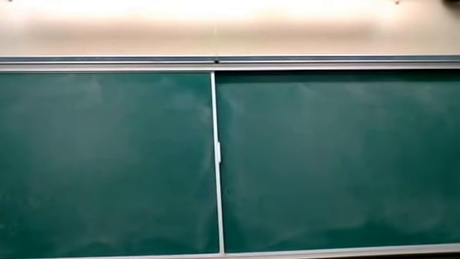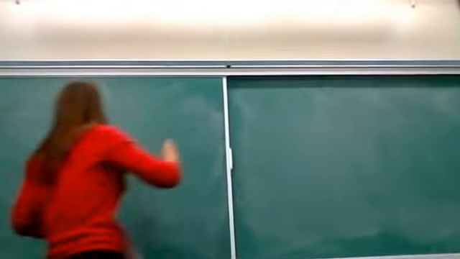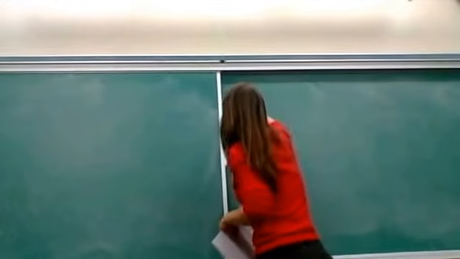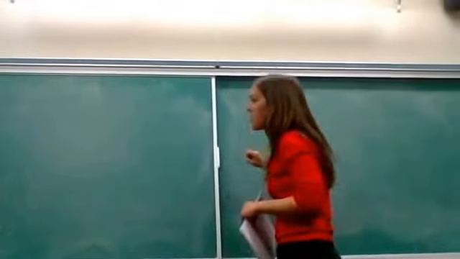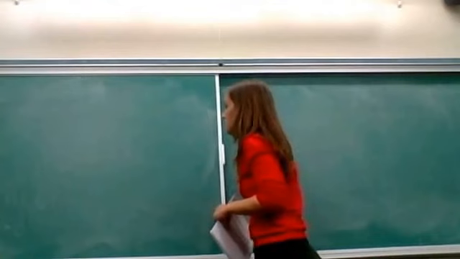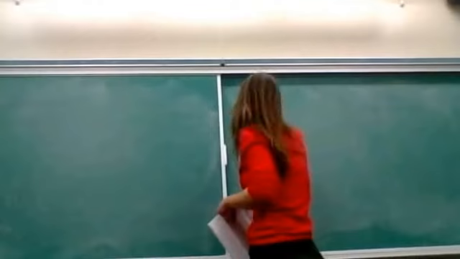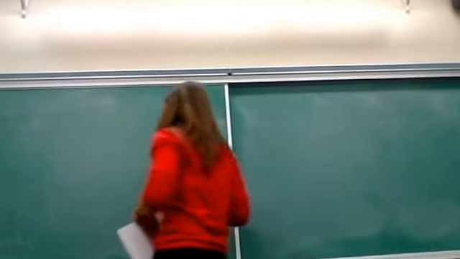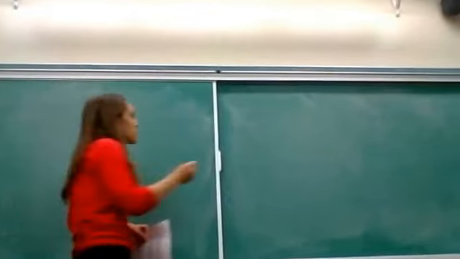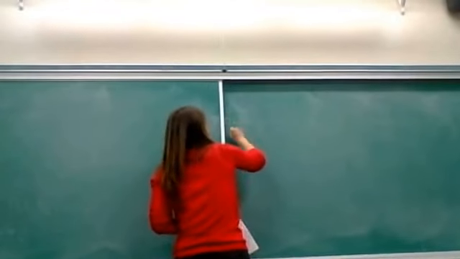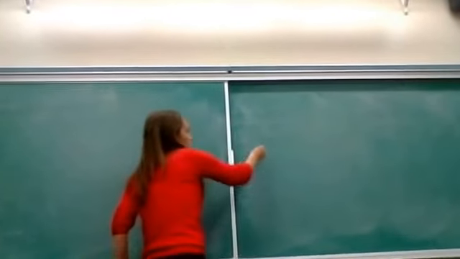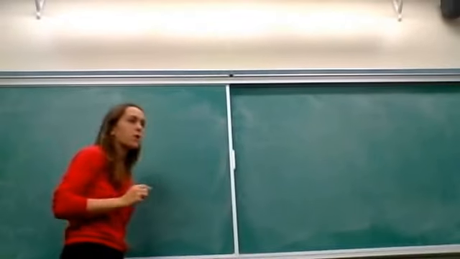Now we know that U, V, and W are linearly independent, so this coefficient has to be 0, this coefficient has to be 0, and this one has to be 0. So the first one is 3 times c1 plus c3 equals 0, the second one is 2 times c1 plus c2 plus c3 equals 0, and the third one is c3 equals 0. So from the third one, we get right away that c3 equals 0.